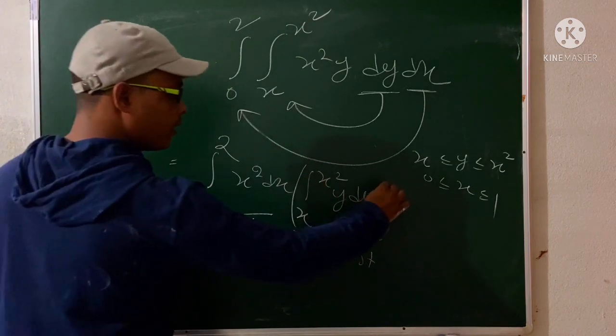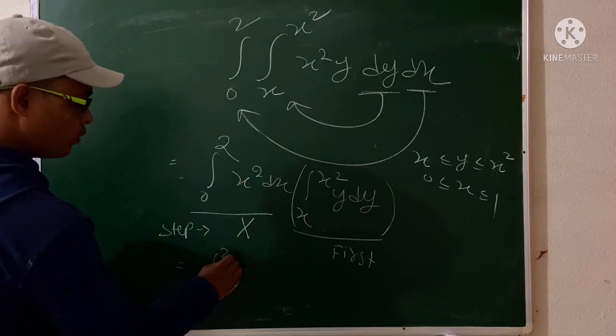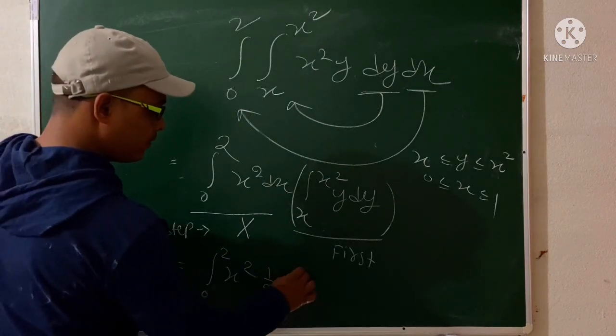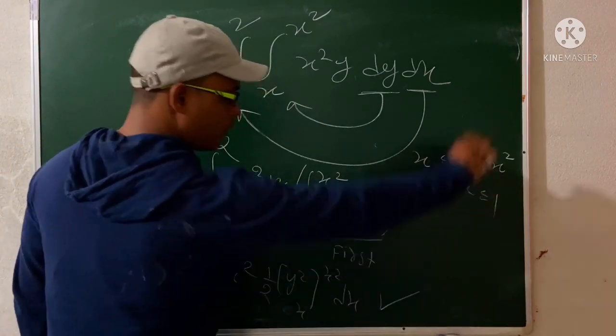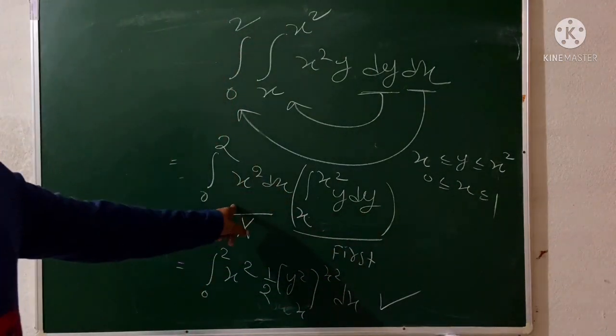First do this one. Then you solve this. Then what you will get? Now 0 to 2, x square. This is 1 by 2 y square, and the limit is x to x square, into dx. Then that will be your answer. Remember, first solve the y, then go to x.